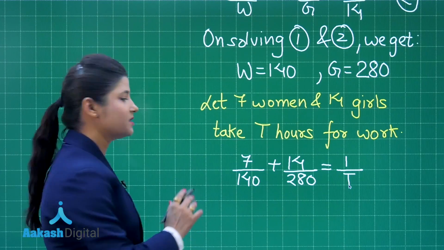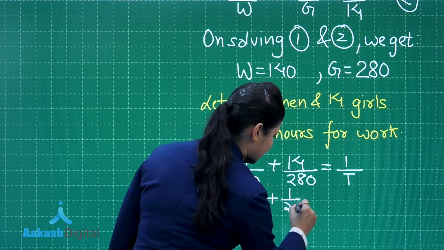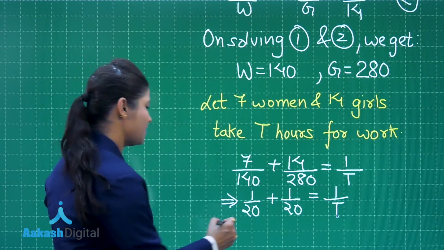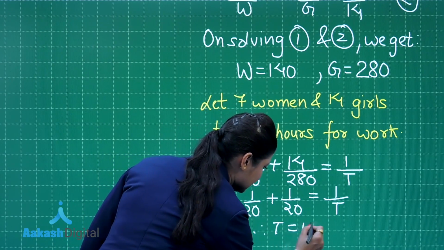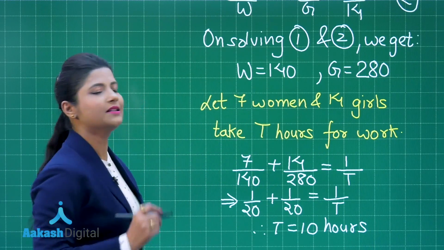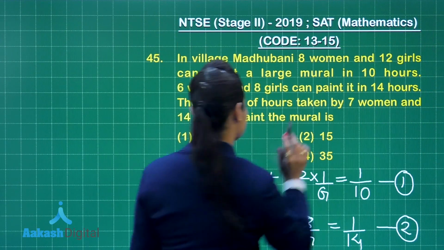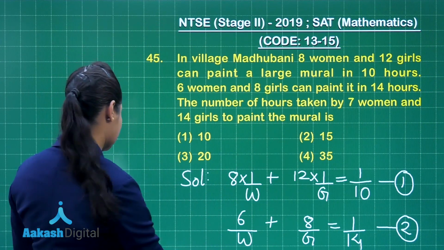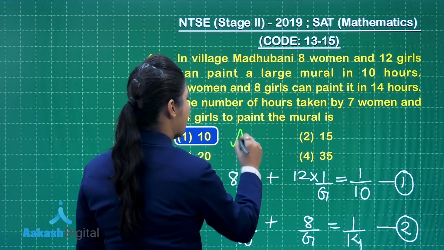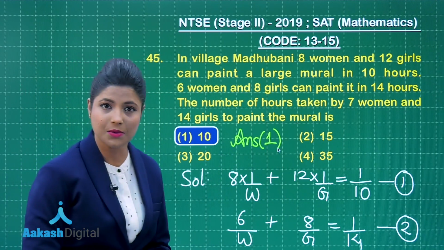Now let's simplify this. On simplification you will get 1 upon 20 plus 1 upon 20 equal to 1 upon T. When you simplify this, you will obtain the value of T equal to 10. That means a total of 10 hours will be taken by 7 women and 14 girls to complete that mural. So out of these 4 options, we can definitely state that the correct answer will be option number 1, that is 10. Let's mark the answer as option 1. I hope it is clear to you. Let's take up our next question.